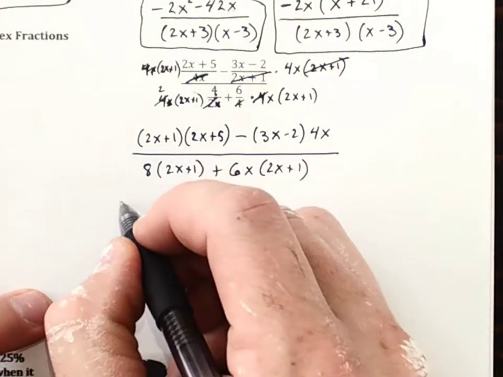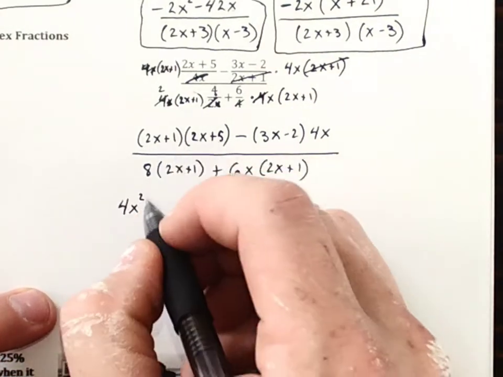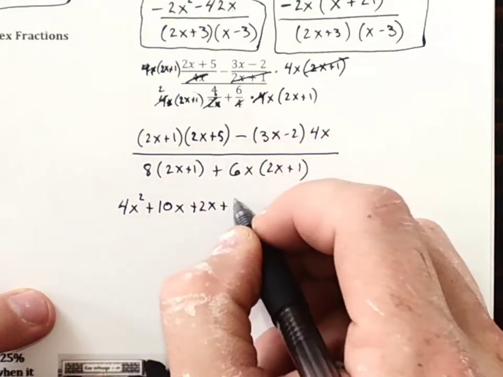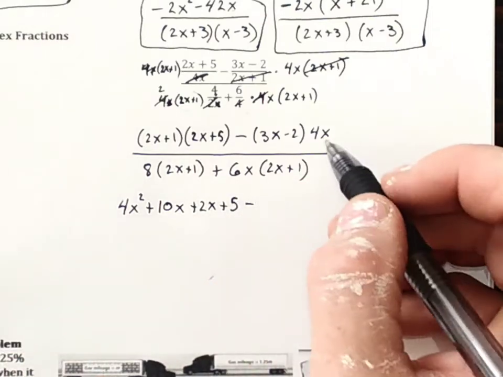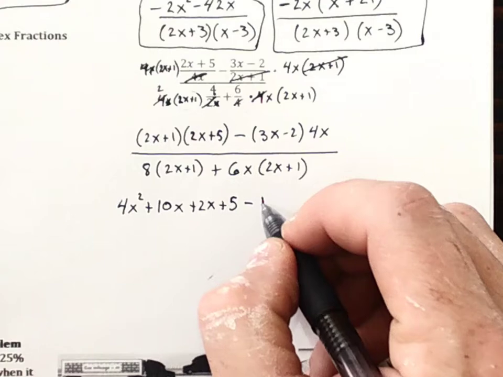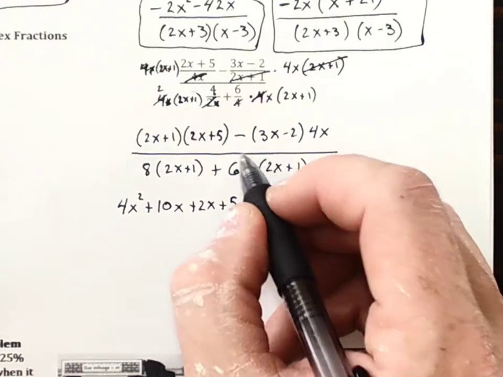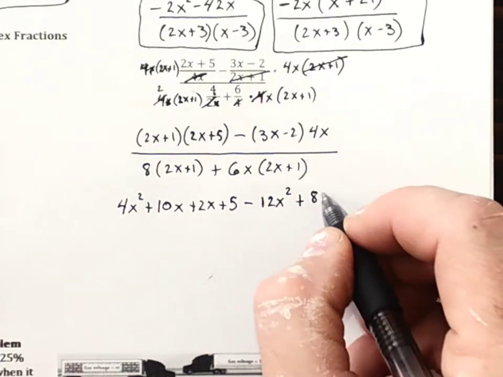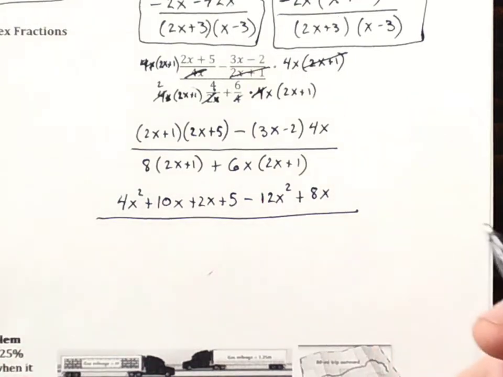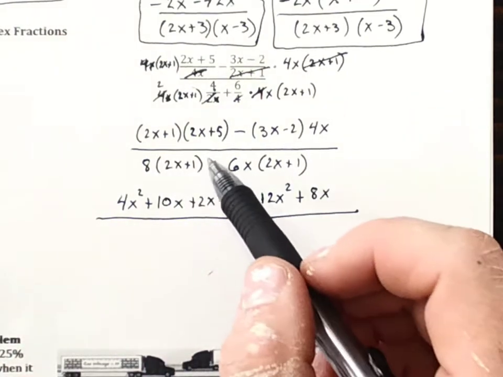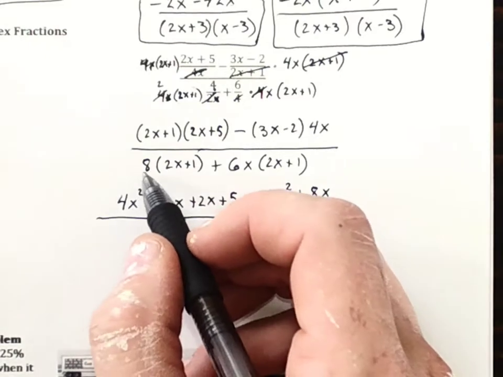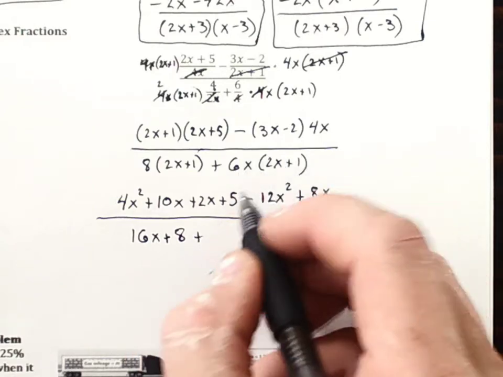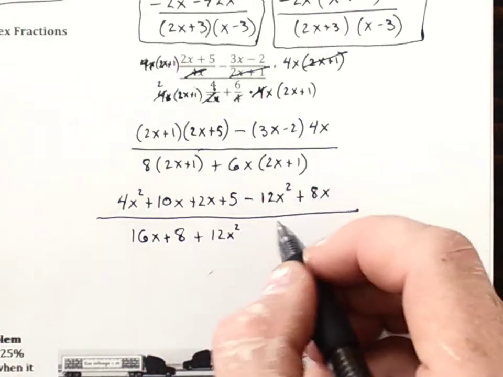So 2x times 2x is 4x squared. 2x times 5 is 10x. 1 times 2x is 2x. 1 times 5 is 5, minus 4x times 3x is 12x squared, plus the negative gets distributed to the negative, making it a positive, 4x times 2, which is 8x, divided by. We have to distribute the denominator because we have the addition with the multiplication. So 16x plus 8 plus 12x squared plus 6x.